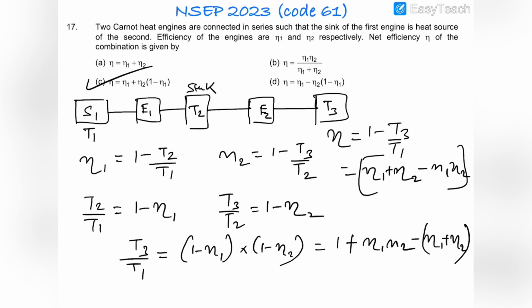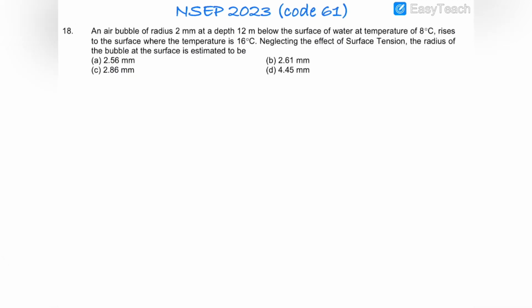Okay, now we move on to the next question. In this question, you can see that there is an air bubble of radius 2 mm which is at a depth of 12 meter below the surface of water, and at that point the temperature of water is 8 degrees Celsius. That bubble rises to the surface where the temperature of water is 16 degrees Celsius, and if we neglect the effect of surface tension, then we have to find out the radius of the bubble at the surface. So first of all, we know that the temperature is changing, and therefore we cannot say that it is an isothermal process. In fact, what we'll do, we'll equate the number of moles, so we can say that P1 V1 by T1 will be equal to P2 V2 by T2.